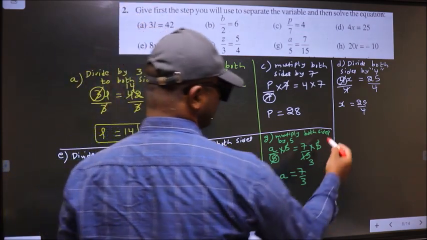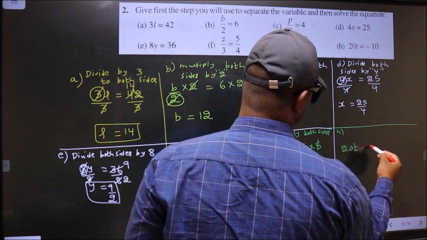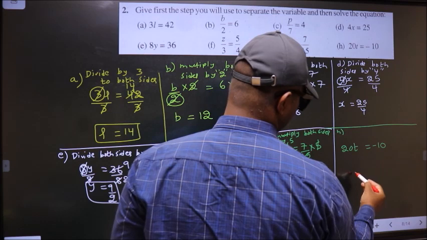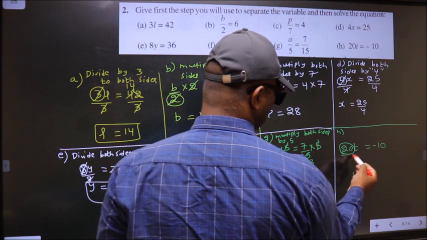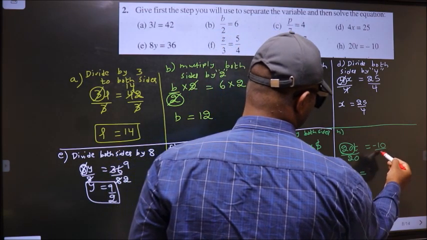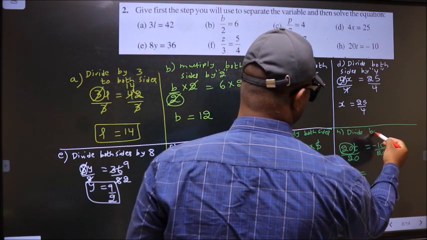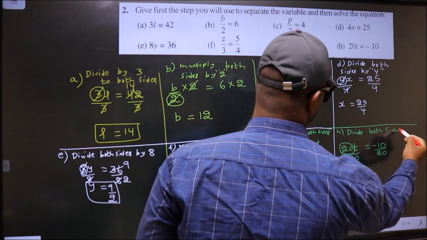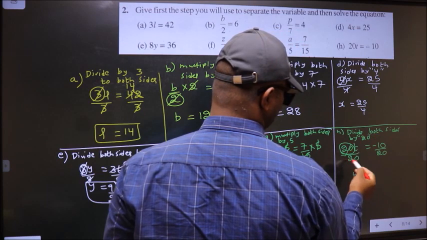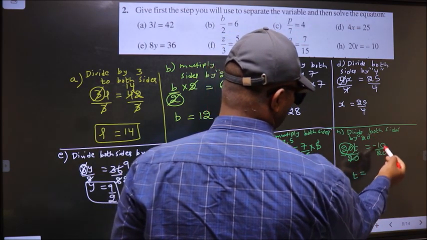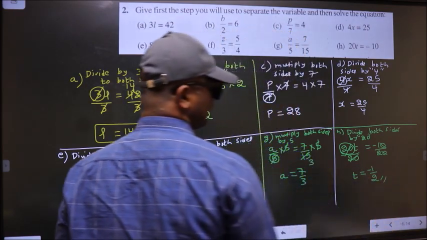Next, H. 20t equal to minus 10. To get the value of t, we should remove 20. To remove 20, we should divide by 20 on both sides. So step is divide both sides by 20. Now 20 cancels out, you get t, and here cancel the 0, you are left with minus 1 by 2. This is our answer.